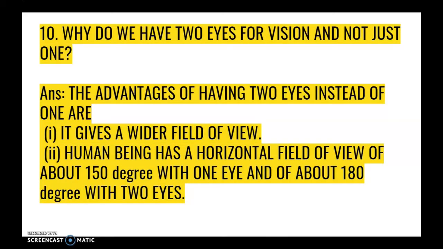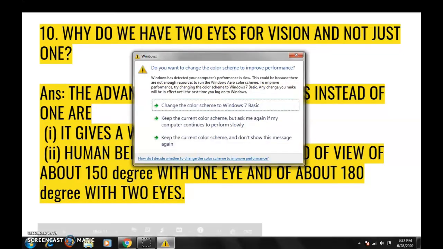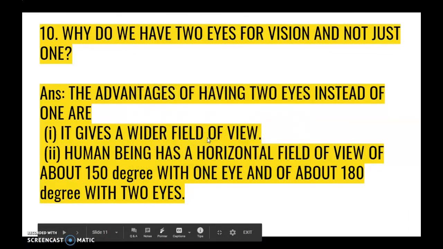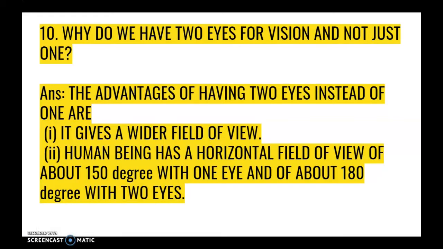Why do we have two eyes for vision and not just one? Answer: the advantages of having two eyes instead of one are: first, it gives a wider field of view. Second, human being has a horizontal field of view of about 150 degree with one eye and of about 180 degree with two eyes.